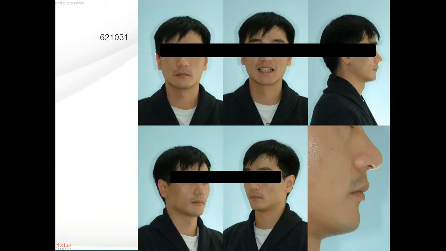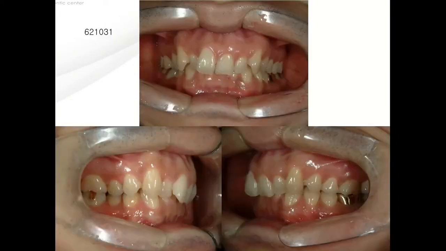Planning. Let's take a look at another case. Class 2, Division 2 cases. Deep bite.